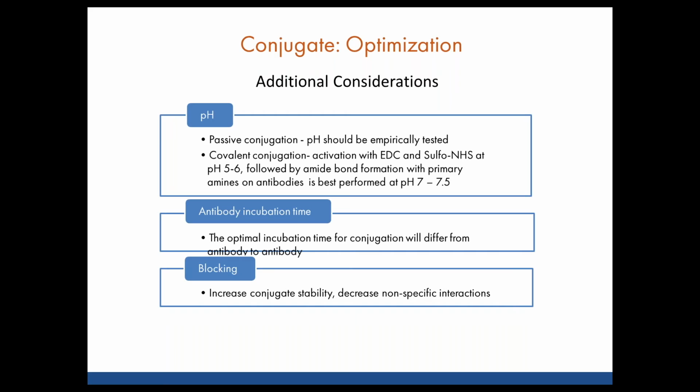The antibody incubation time will differ from antibody to antibody, especially for covalent conjugation methods. The number of primary amines and their physical location on the antibody is antibody dependent, making the reaction kinetics different for each antibody. Typical antibody incubation times for covalent conjugation range from 5 minutes to an hour. Including a blocking step can be crucial for some conjugates while having little impact for others. The purpose of blocking is to increase particle stability and decrease nonspecific binding. There are a number of commercially available reagents for blocking.